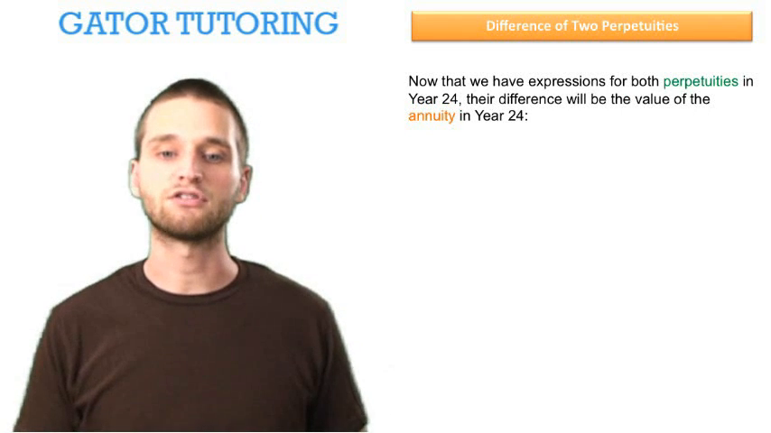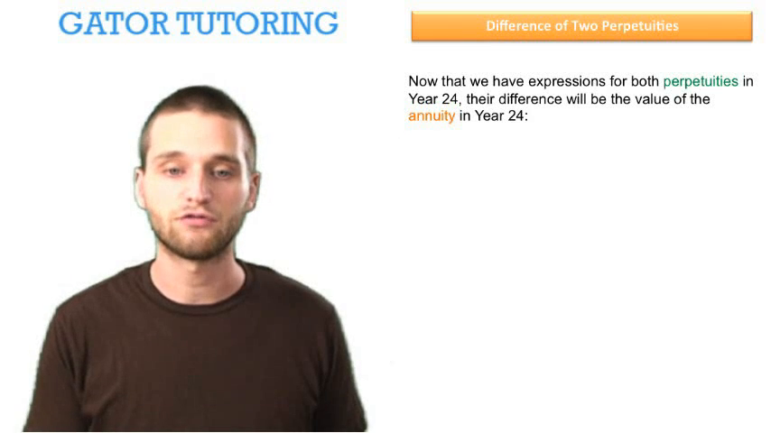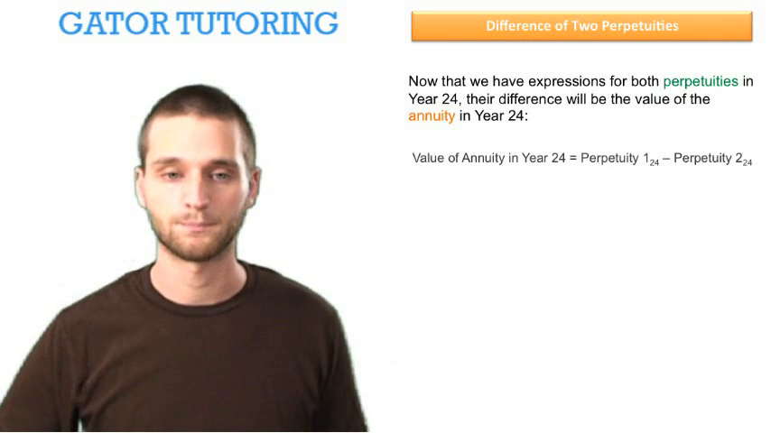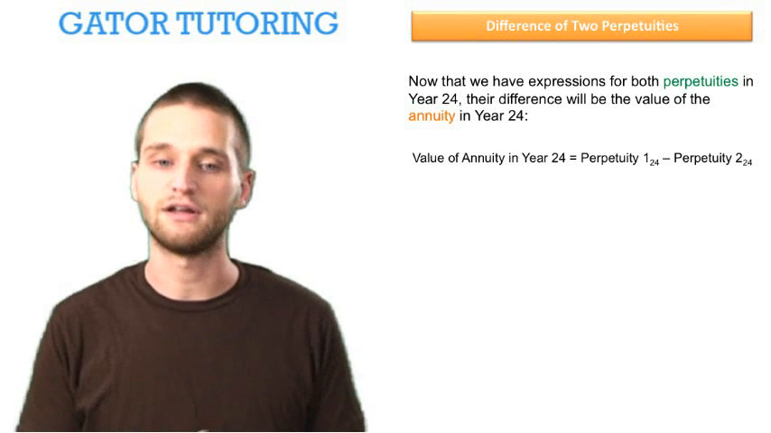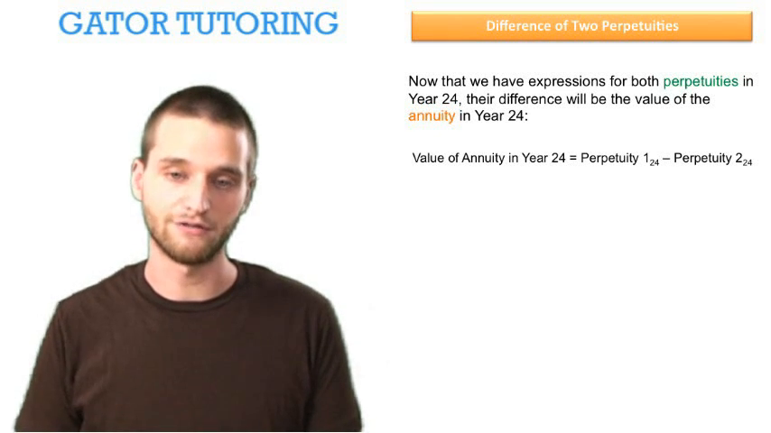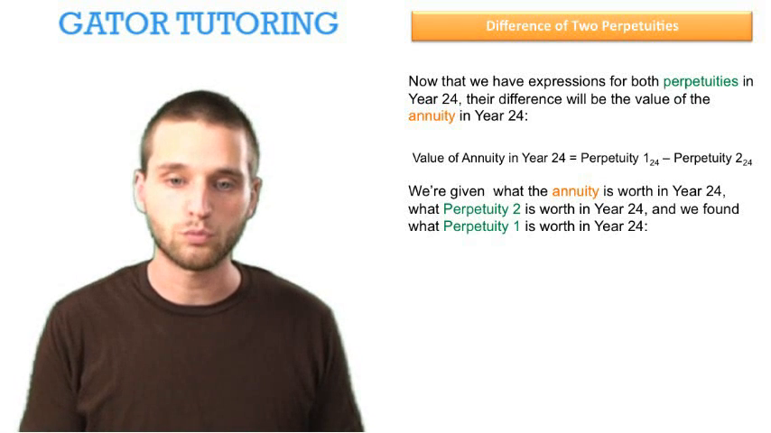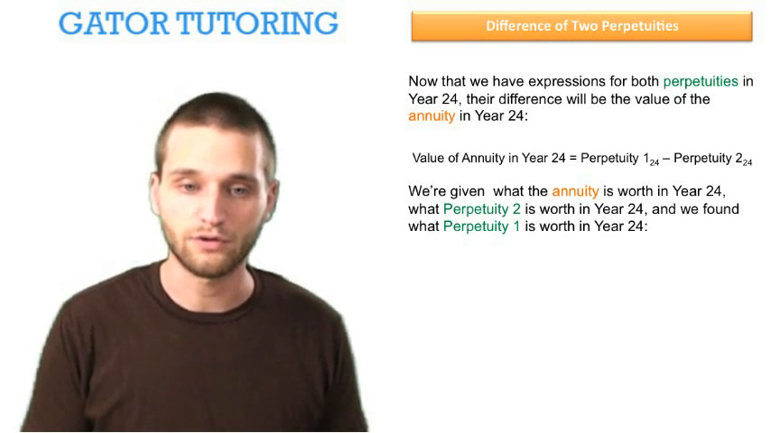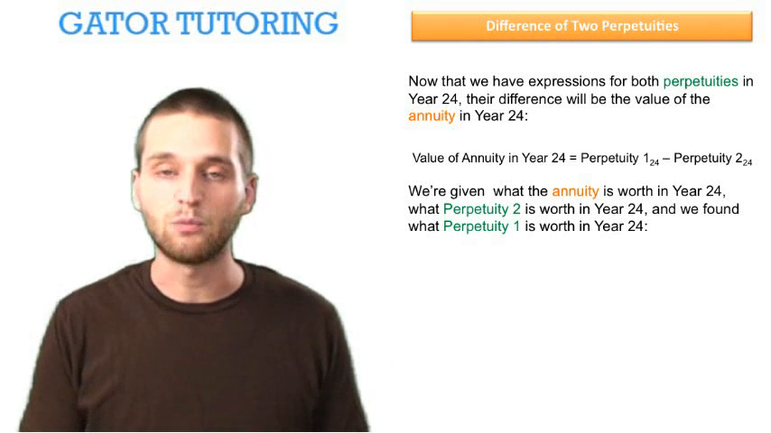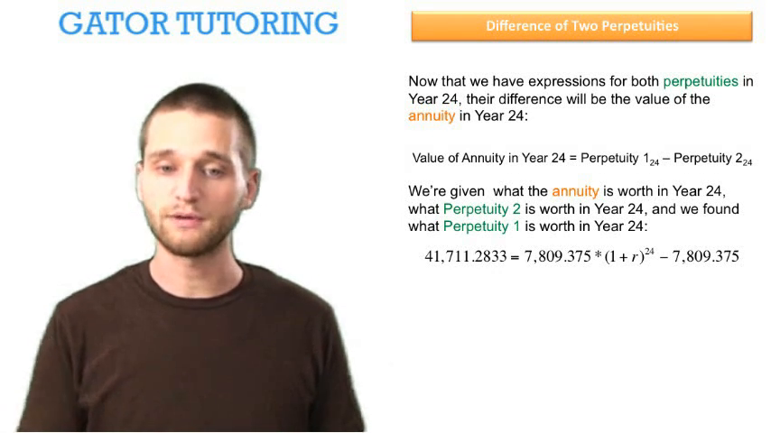But now that we have expressions for both perpetuities evaluated in year 24, their difference will be the value of the annuity in year 24. So again, the value of the annuity in year 24 is perpetuity 1 in year 24 minus the value of perpetuity 2 in year 24. We're given what the annuity is worth in 24, what perpetuity 2 is worth in 24, and we found what perpetuity 1 is worth in 24. So we can plug these in.